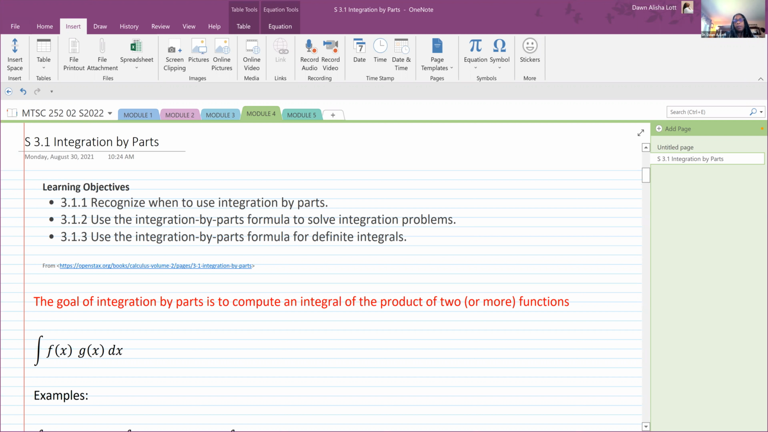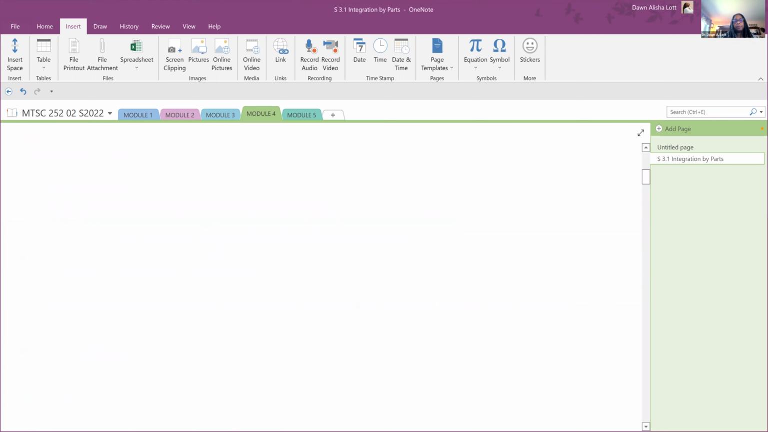Oh, I gotta get my screen to move. Give me a second. Screen don't want to move. Okay, there we go.